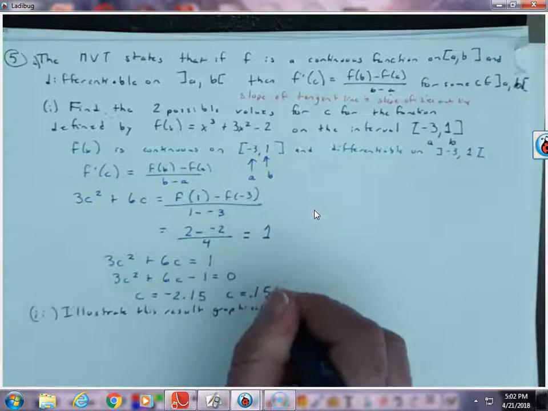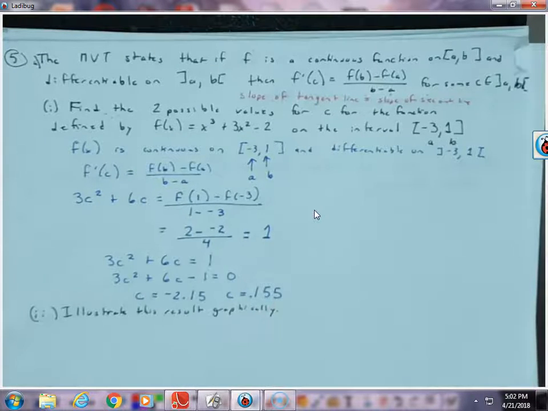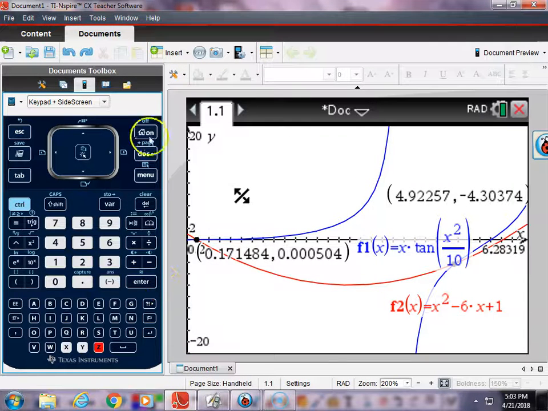Okay, and I'll leave that to you to verify. Now, the next thing it says is illustrate this result graphically. So they want to know, same thing when Calculus in Motion is demonstrating, do you know what this looks like? And so what I'm going to do is just go ahead and graph the function on my calculator.